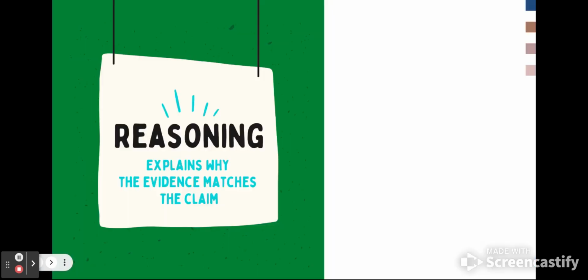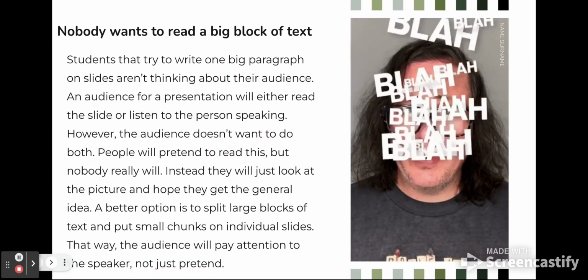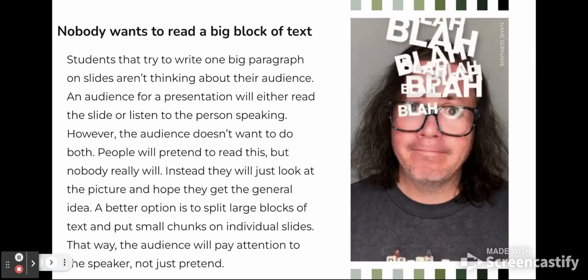But when we get to your reasoning, we should go back short again, right? Chop it up, explain why that evidence matches the claim, why it's proving what you need it to prove, using your voice to fill in the information with a note card or memorized, and not a huge big block of text. Because honestly, nobody wants to read a big block of text.